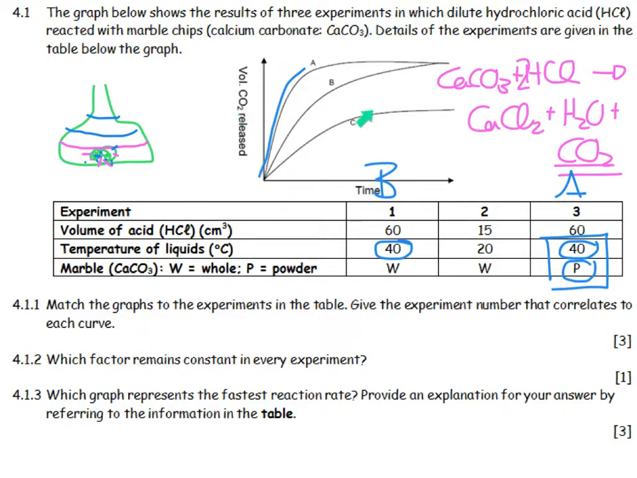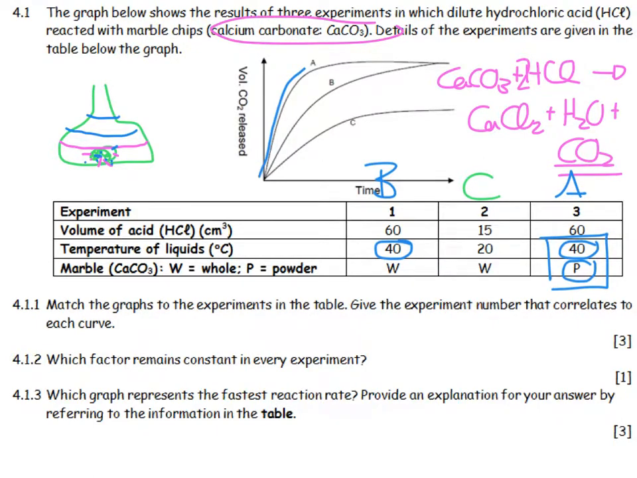It's going to terminate sooner. Why? Because there was less hydrochloric acid to react. So this one is going to be C over there. Which factor remains constant in every experiment? Well, if you look at the table, absolutely nothing stays constant in every experiment. What probably does stay constant in every experiment is the mass of calcium carbonate.